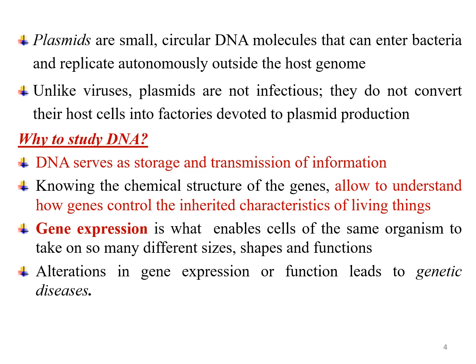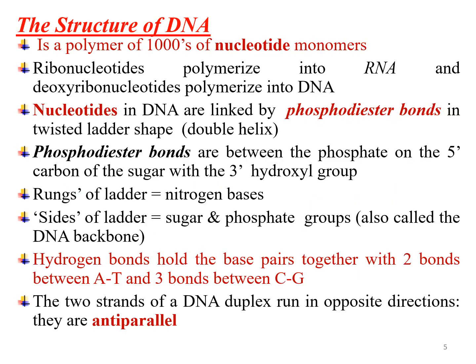Knowing the chemical structure of the gene allows us to understand how genes control the inherited characteristics of living things, and gene expression is what enables cells of the same organism to take on so many different sizes, shapes, and functions. Finally, alteration of gene expression or function leads to genetic disease, known as gene mutation, which is associated with different genetically inherited diseases. So knowing the concept and nature of DNA is very crucial for this and other purposes.